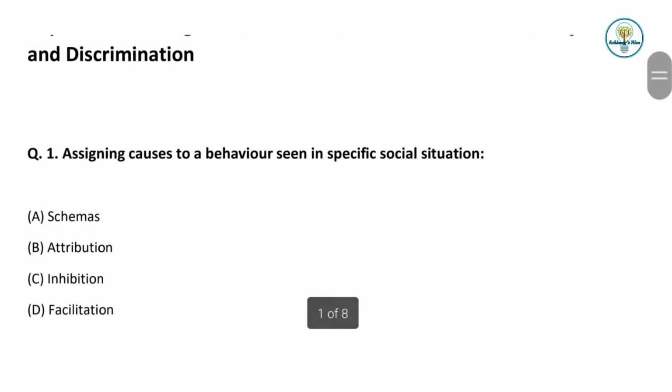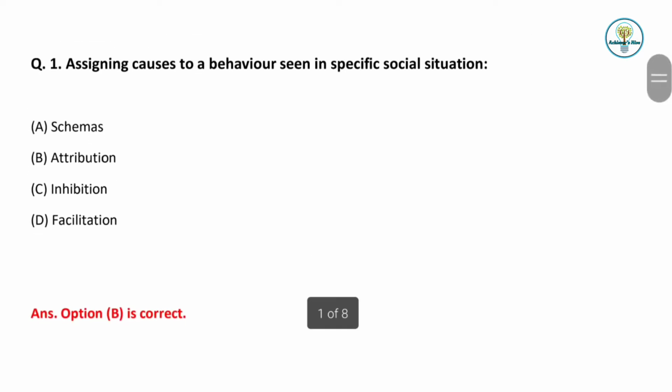Assigning causes to a behavior seen in a specific social situation. When people behave in a certain way, we always try to give some reason behind that particular situation. Like we think why that person would have done that. What is that particular term known as? So we have four options: schemas, attribution, inhibition and facilitation. The correct answer for this question is attribution. Attribution is giving a cause to the behavior of a person. When they exhibit any kind of behavior, we give a cause. That is called attribution. It's very simple.